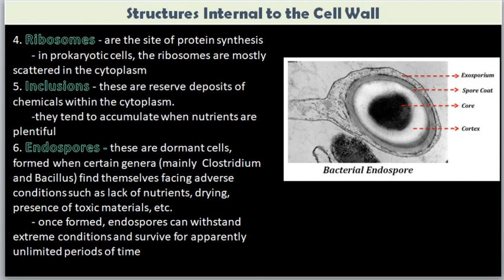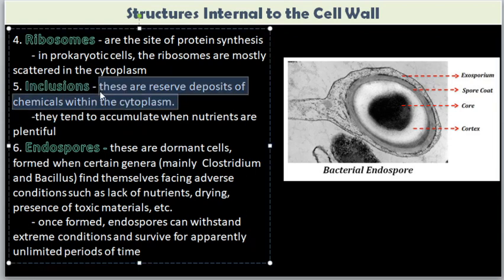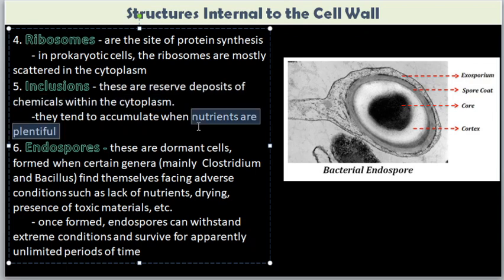Next, we have the inclusions, or you also call this class as inclusion bodies. Okay? So, your inclusions, these are reserved deposits of chemical within your cytoplasm. Okay? Dito nagde-deposit ng extra chemical materials, okay? So, your inclusions tend to accumulate when nutrients are plentiful. If sobra-sobra yung nakuha na nutrients or naiimbak na nutrients ng inyong prokaryotic cells, they will store that in a form of an inclusion body.